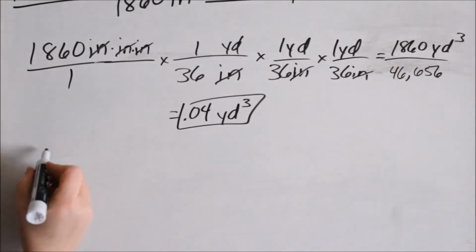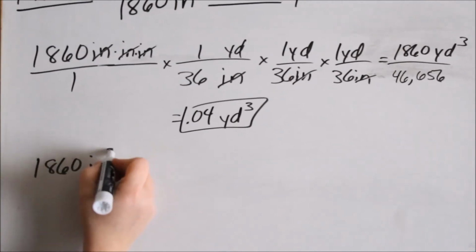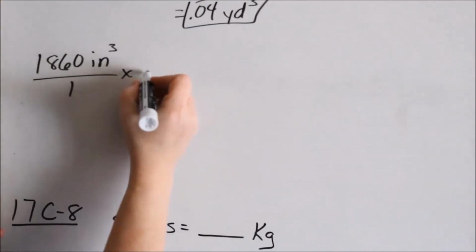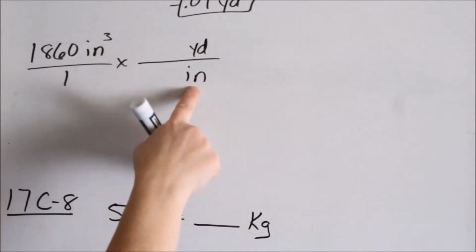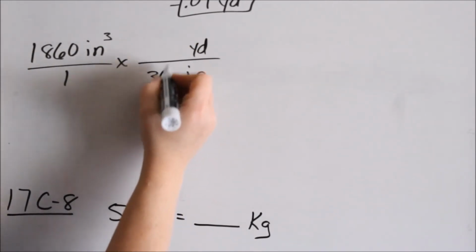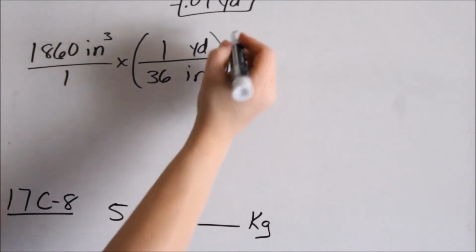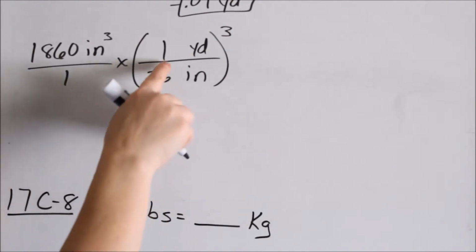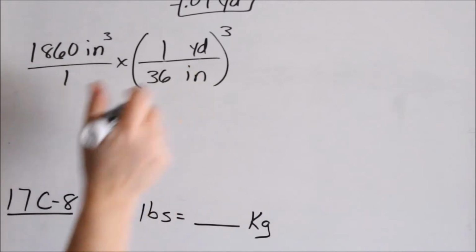Alright, so if I do it the other way, 1860 cubic inches, and if I left that as cubic inches, then I'm going to use my conversion factor. Inches has to go here for it to cancel. 36 inches in 1 yard. And since this is cubed, I need to cube the whole thing. Everything gets cubed. This number gets cubed, this unit gets cubed. This number gets cubed, this unit gets cubed.